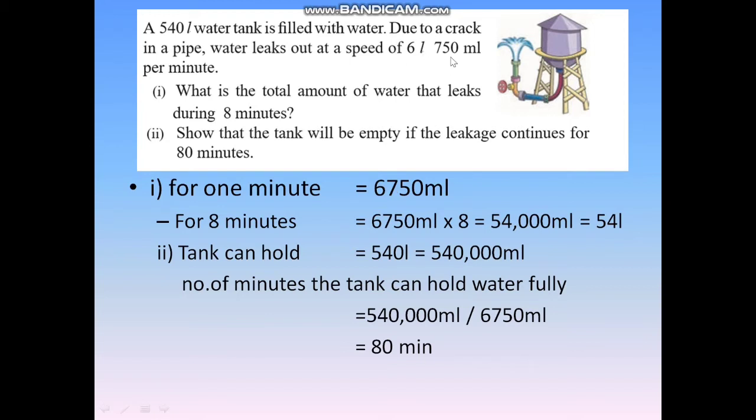Let's do the conversion first. Converting this into the smaller unit is very easy. So I have converted this into milliliters. So we have 6750 milliliters for 1 minute. For 8 minutes now, how are we going to find? We have to multiply this amount by 8. So we get 54,000 milliliters. We can divide it by 1000 and we get 54 liters. Now let's see the second part. How long will the tank take to empty if the leakage continues for 80 minutes?